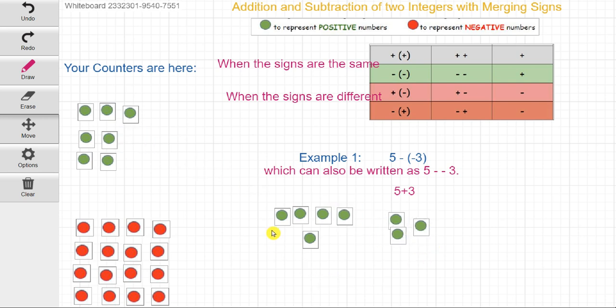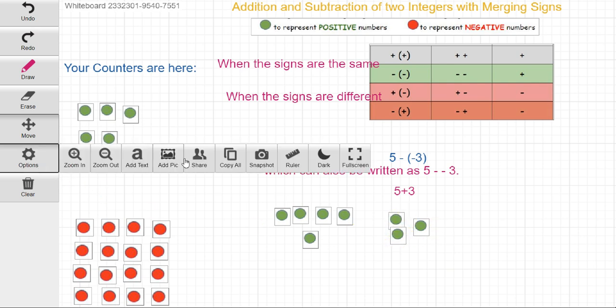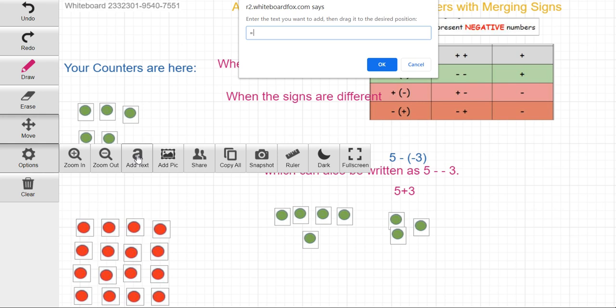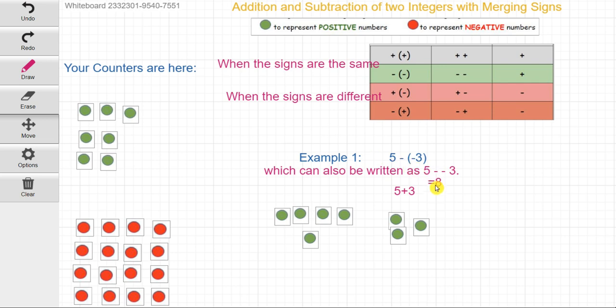Nice. Now we notice that we have all the same colors, so we cannot create zero pairs here. That means we just need to group them as one big happy family. So if I have 5 green counters here and another 3 green counters, my total green counters are going to be, yep, you got it right, a positive 8. So that is your answer right here. 5 plus 3 gives us 8, or in other words, 5 minus negative 3 equals a positive 8.